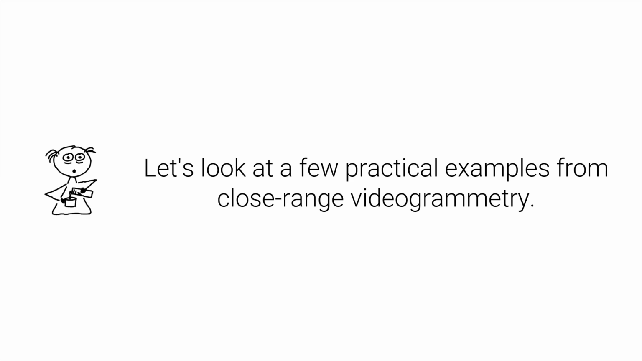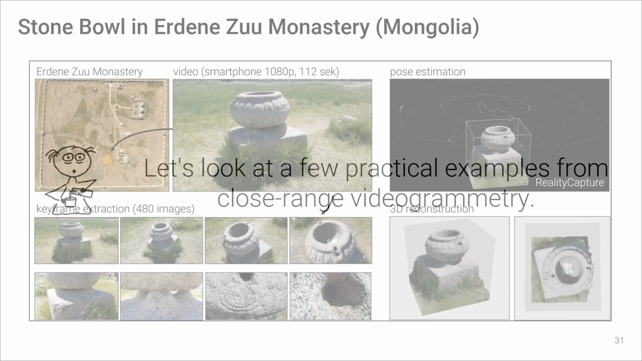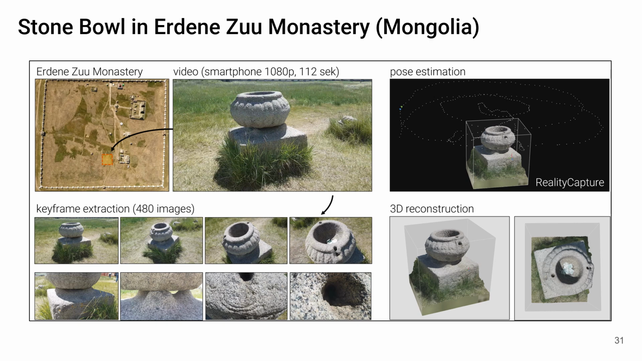Let's look at a few practical examples from close-range videogrammetry. Here we see a videogrammetric 3D reconstruction example taken at Erdene Zoo Monastery in Karakorum in Mongolia in 2022. It is a stone bowl discovered during excavations at the monastery. A Samsung Galaxy S20 was used to capture a nearly 2-minute video at 1080p. Afterwards, 480 images were extracted with JKeyFramer.